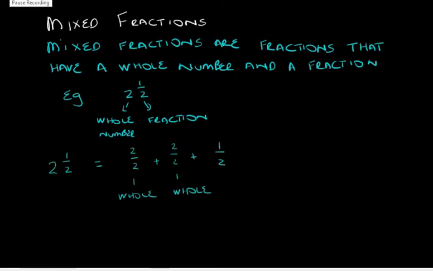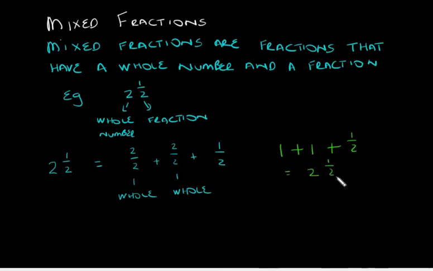Now 2 and a half is the same thing as saying 2 over 2 plus 2 over 2 plus 1 over 2. Why would we say that? Because 2 over 2 is the same thing as 1, because anything divided by itself is 1. So that is 1 whole. And that 2 over 2 is 1 whole. And you know that 1 plus 1 plus a half is equal to 2 and a half.